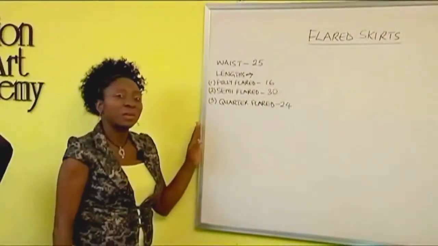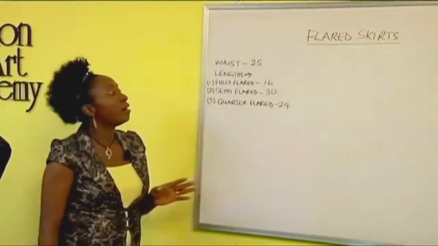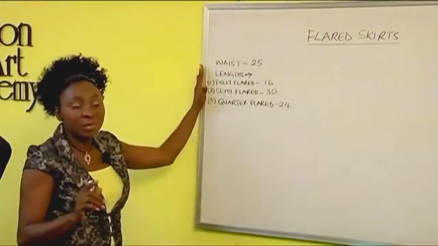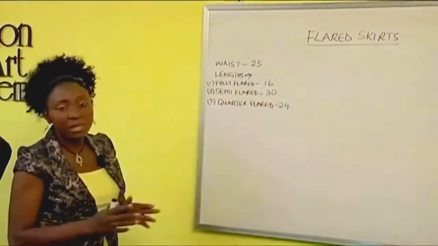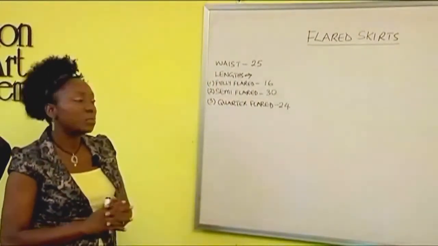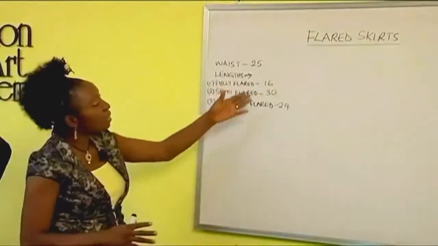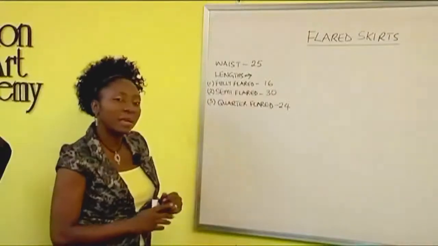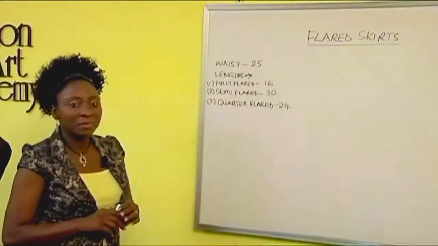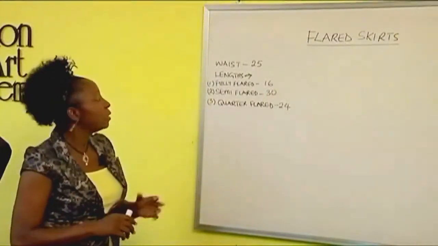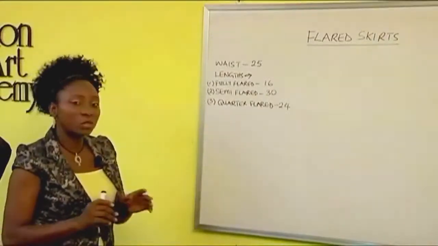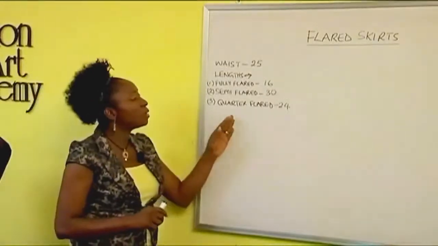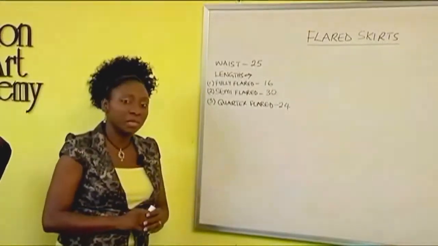These are the measurements we're going to use to make our skirts. We have the waist, which is a known measurement. Our waist is 25 inches. That's what we're going to be using to make the skirt. Now we have three different lengths here to practice with. For our fully flared length, we're going to use a mini length, which is 16 inches. Then we have the semi-flared length, which is going to be quite long. We're going to use 30 inches for that. Then the quarter flared, we're going to use 24 inches.